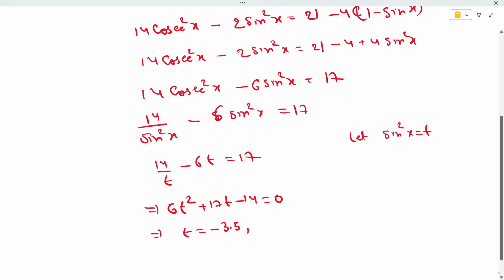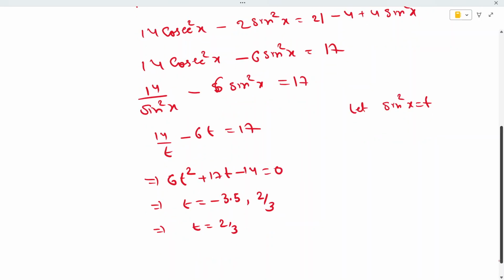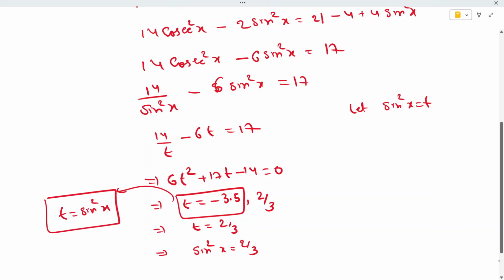Now when you find t, you get minus 3.5 and 2 by 3. So from here you get t is equal to 2 by 3. And we assumed t is equal to sin square x, that is equal to 2 by 3. Here we cannot take the other value, because t is sin square x, and sin square x is always positive, so t is equal to minus 7 by 2 is not possible. So sin x is equal to plus minus root 2 by 3.